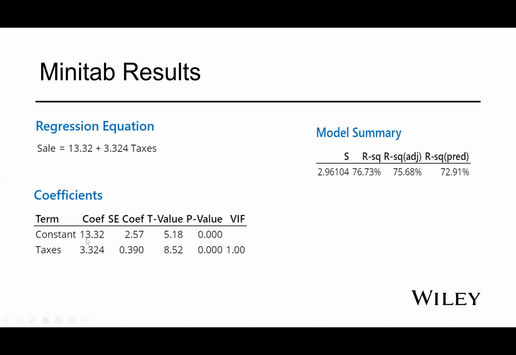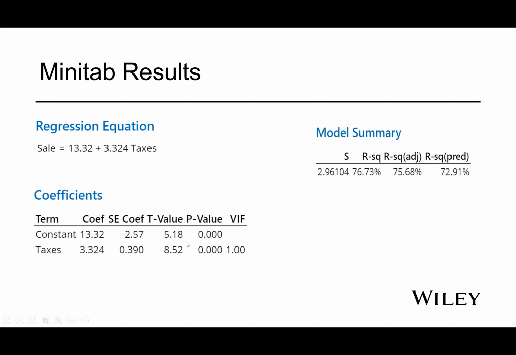So we have our y-intercept at 13.32, and we have our slope, 3.324 in this case, so both of those pop up into the equation. We have the standard error of those coefficients, their t-value, and that would have been using the test statistic equations that were found earlier in the lecture and in your textbook, the ones that you do not want to be doing by hand, and then your p-value.